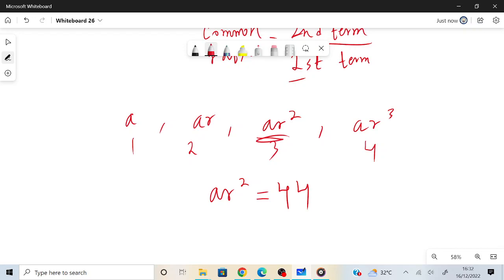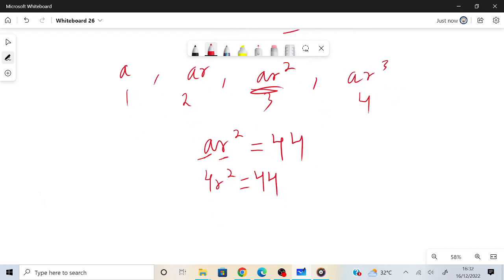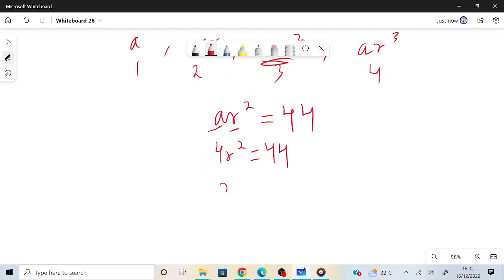And perhaps they gave you either the first term or the common ratio. Let's say they gave you the first term to be 4. So you now have 4r squared equals 44. And then you can very easily find your r squared by simple algebra. So this would be r squared equals 11, and your r would be plus or minus root 11. That's another way of how you can find out either your a or your r.